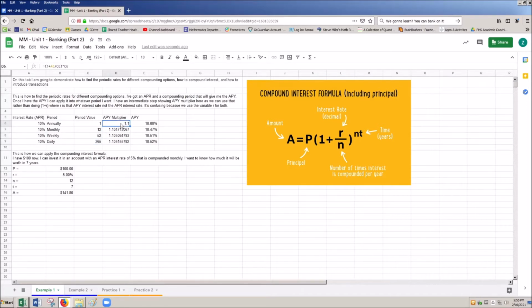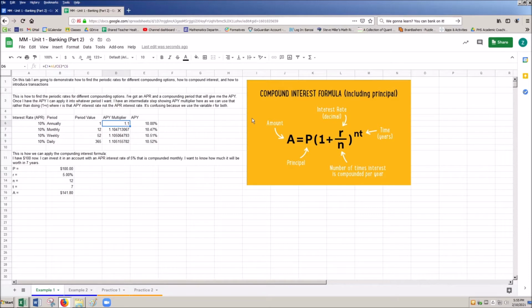This APY multiplier is basically the value that I could multiply something by if it was growing at 10% annually, right? So I could multiply it by 1.1. Now you may ask, how are you getting this 1.1 value? It's coming from this compounding interest formula here, and my n value is 1. So I'm doing 1 plus 0.1 divided by 1. Well, 0.1 divided by 1 is just 0.1.